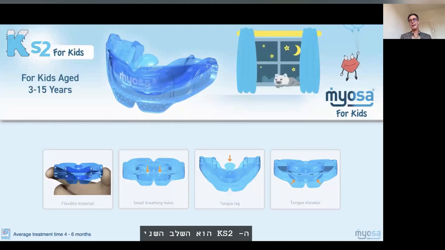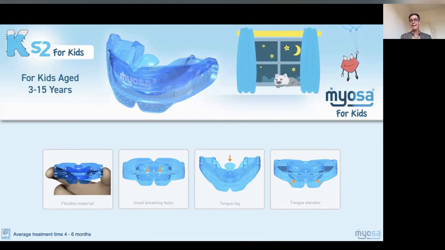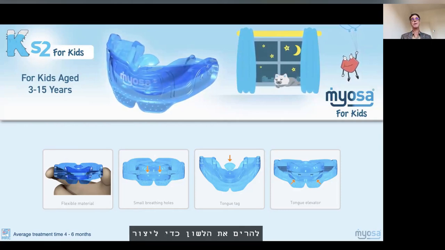The KS2 is the second phase of the appliance, but only used when breathing is okay. So when the patient is able to breathe through the nose, we can switch to KS2, or we can start with KS2. It's again a soft, flexible appliance. It has smaller breathing holes, so breathing through your mouth is not easy with the appliance. It has a tongue tag to retrain the tongue position, and it has a tongue elevator to lift the tongue, to create a correct tongue position, and to create a correct swallow.